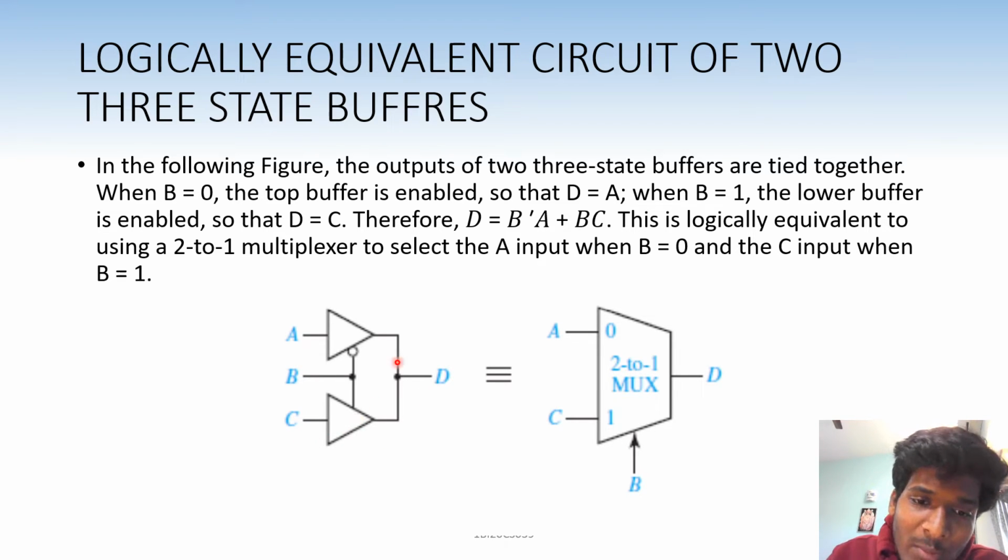Here, D will not be equal to A as the enable input B for A is inverted. So therefore, when B is 1, this will be 0. Therefore, when B is 1, output D will be equal to C. This is logically equivalent to a 2:1 multiplexer.